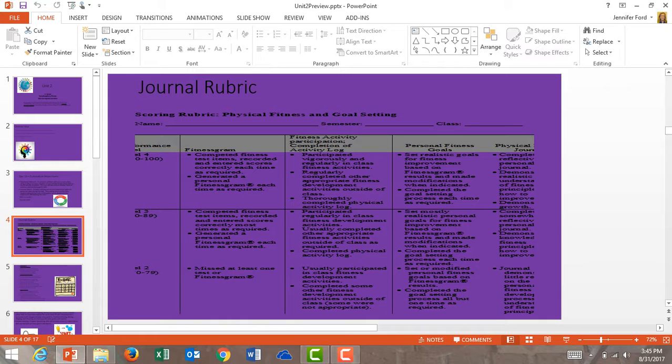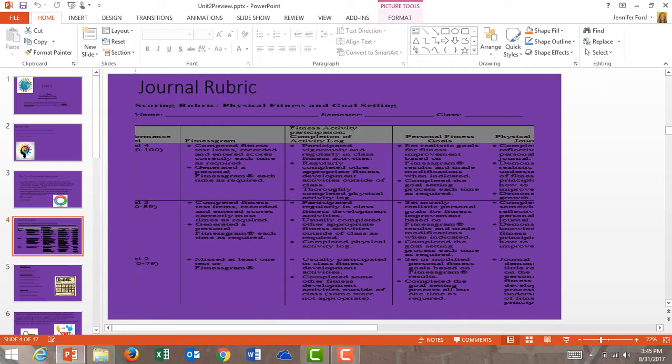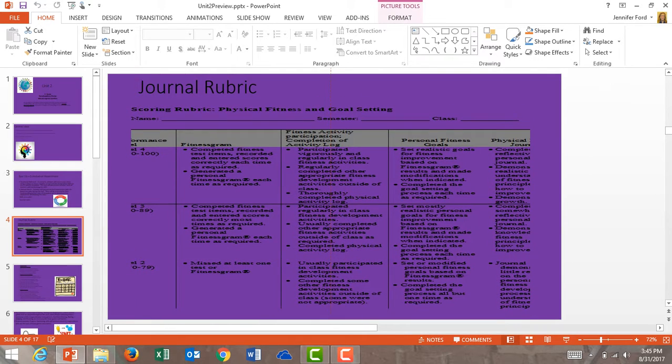There are different components to it. There's FitnessGram, of course. We probably should tie the FitnessGram in there to goal setting, all of that. However, in this particular instance, we're looking more for just the physical activities, and do they understand those particular activities and why we do them. So I don't want to spend a lot of time on that, and I do have all my journal rubrics posted on Blackboard.